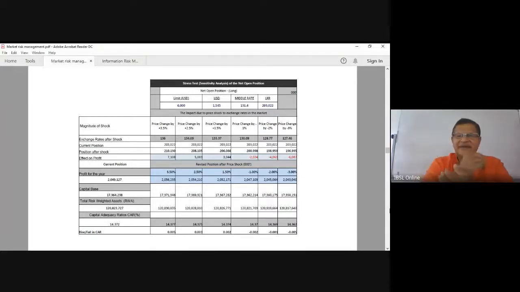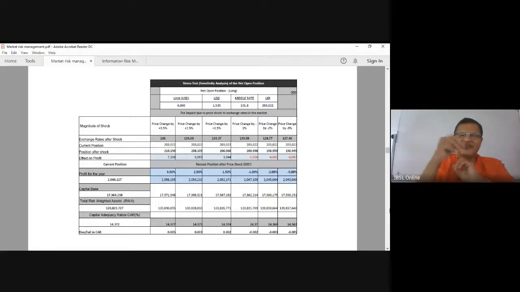So if the rate increases by 1.5, the middle rate of 131.4 will go to 133.37. If it increased by 2.5, it goes to 134.69. If it is increased by 3.5, the exchange rate will rise up to 136. Similarly, on reduction, 1% reduction means your 131.4 will come down to 130.09. 2% will reduce to 128.277, and 3% will reduce to 127.46.